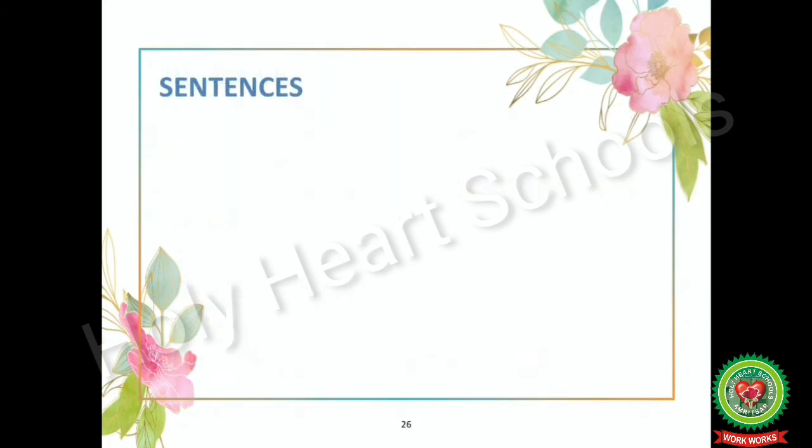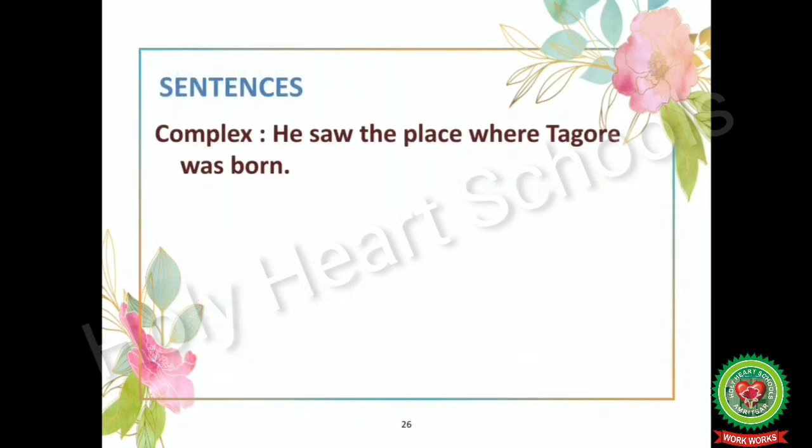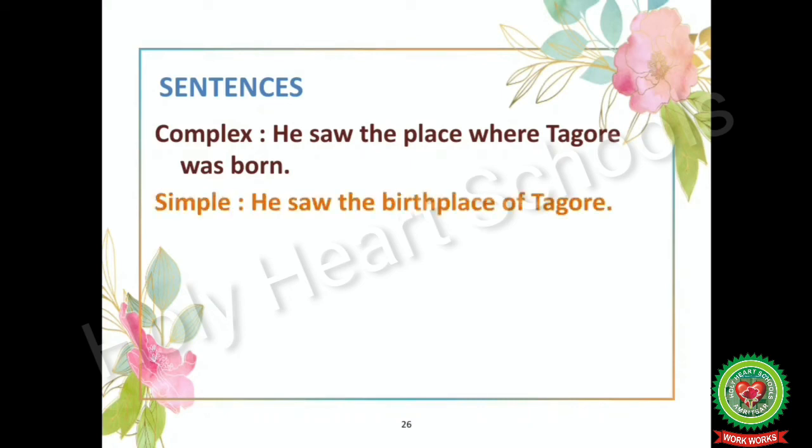Let's see the next sentence. He saw the place where Tagore was born. Students, which place did he see? The birthplace of Tagore. So our answer will be he saw the birthplace of Tagore.